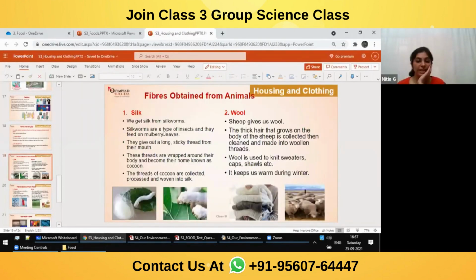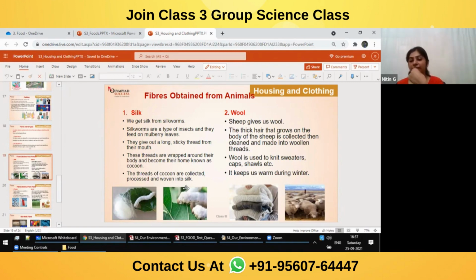So silk, we get silk from silkworms, and they are the type of insects which feed on mulberry leaves. They give out a long sticky thread from their mouth. These threads are wrapped around their body and become their home, known as cocoon. The threads of cocoon are collected, processed, and woven into silk.